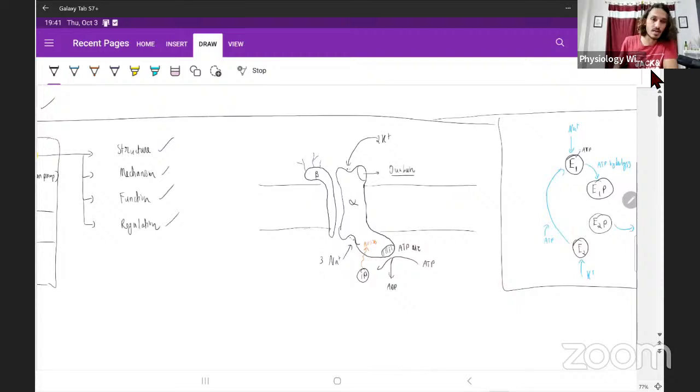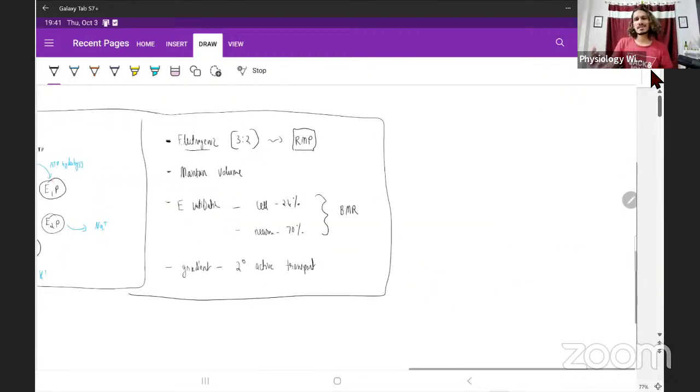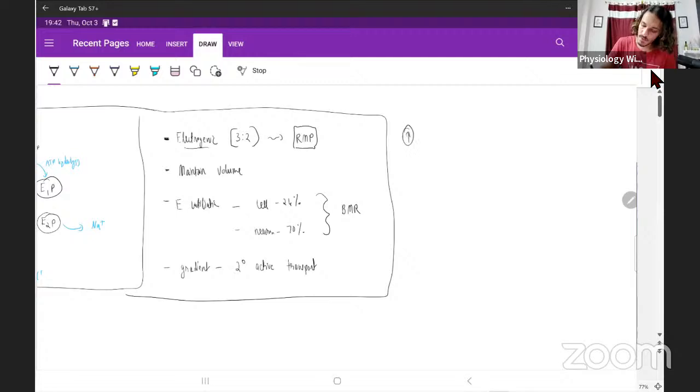Now we'll go to regulation. So what increases the activity, what decreases the activity? So thyroid hormone, you have to understand, is something that increases your basal metabolic rate. One of the things it does is increase your sodium potassium ATPase activity. Thyroid hormone increases activity of this. Insulin and aldosterone also increase the activity.